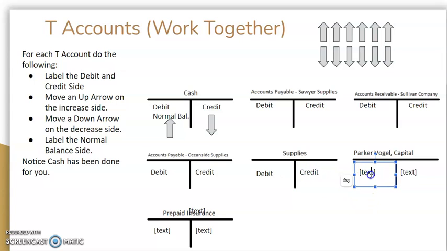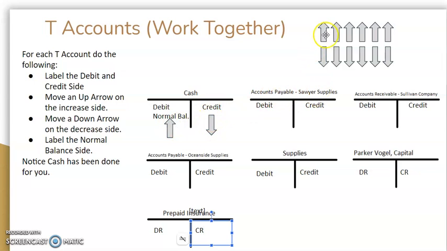And if you don't want to type the entire thing out, I'll also accept DR for debit and CR for credit, like that. Okay, next thing, move an up arrow on the increase side, move a down arrow on the decrease side, and label your normal balance. Okay, so cash has been done for us, normal debit balance. Increases with the debit, decreases with the credit.